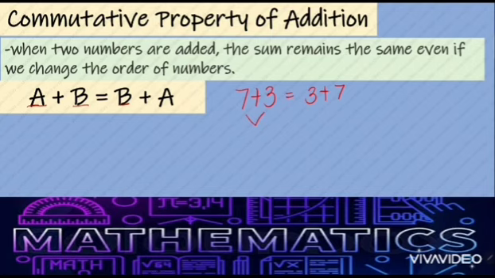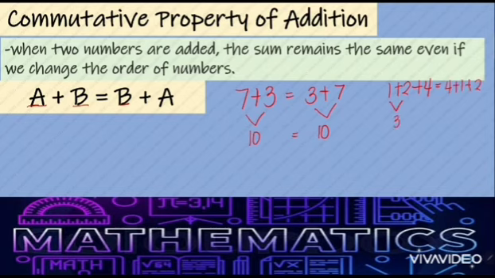So, let's add. 7 plus 3 is equal to 10. 3 plus 7 is also equal to 10. Another example, we have 1 plus 2 plus 4. So, pag pinagbalik-baliktad natin yung tatlo, parehas pa rin yung sagot niya. So, 4 plus 1 plus 2. Let us check kung parehas.